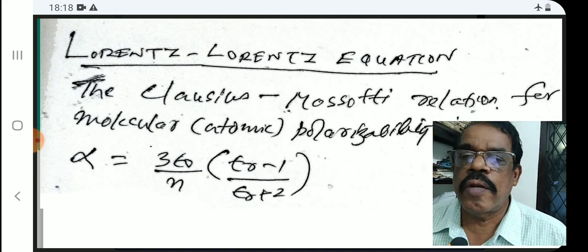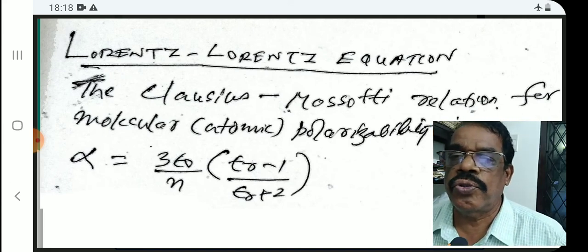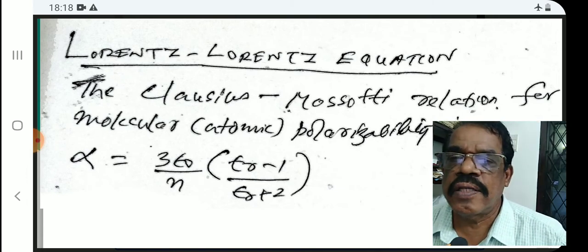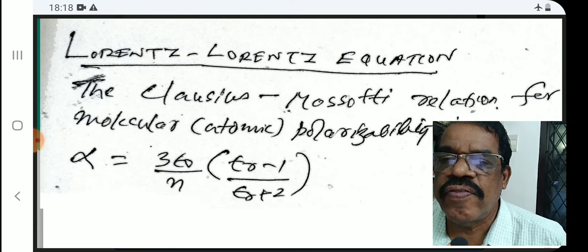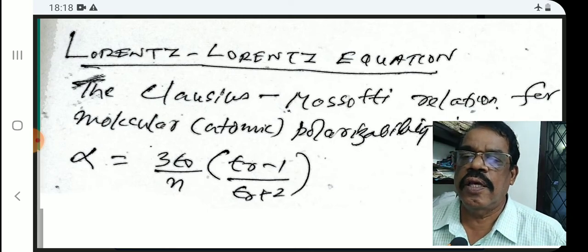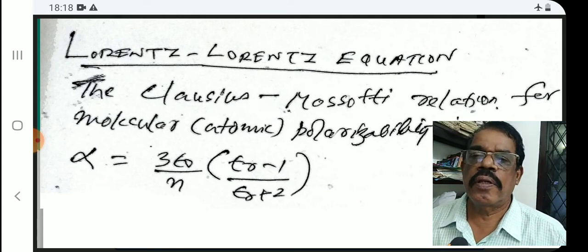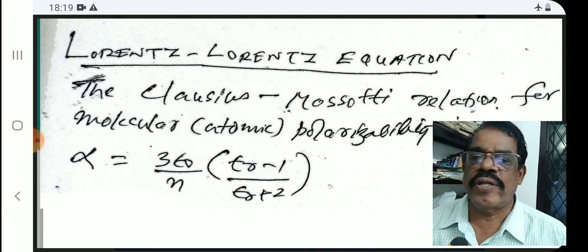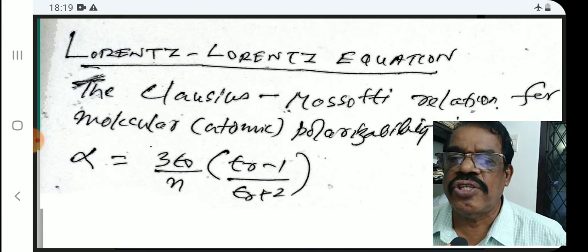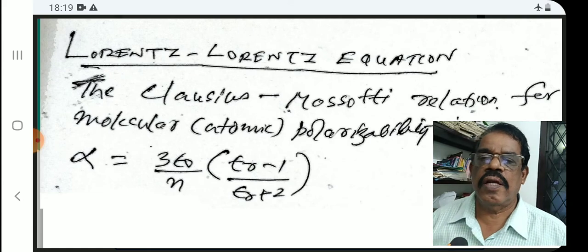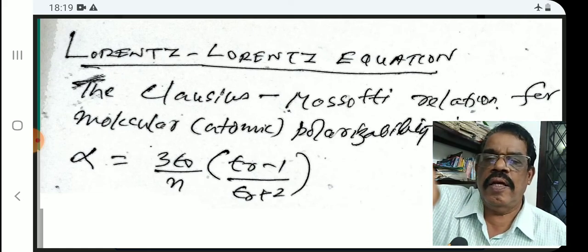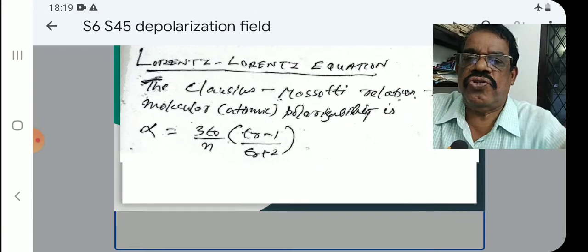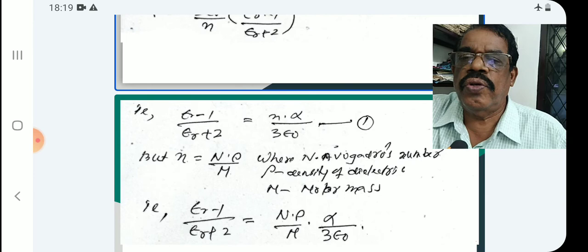n, epsilon r minus 1 by epsilon r plus 2. You know, n is the atoms per unit volume, epsilon r is the relative permittivity, epsilon 0 is the permittivity of free space. And you remember, for optical frequencies, this epsilon r is equal to n square.